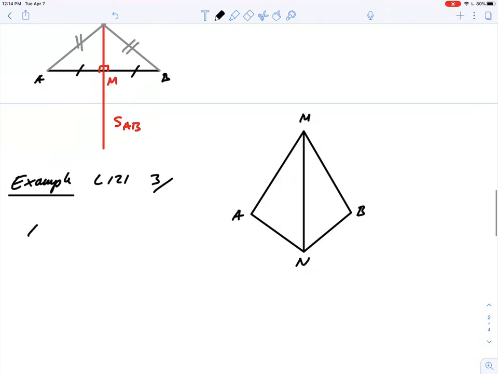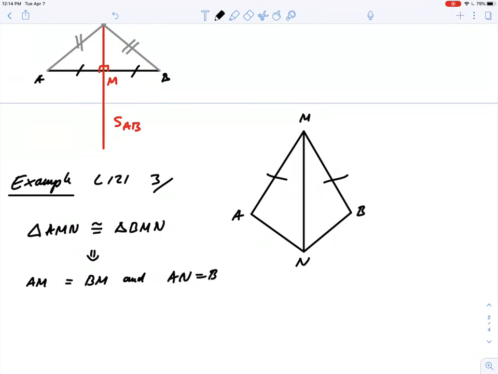Okay, so the triangle AMN is congruent to the triangle BMN. So this guarantees what? Well, it guarantees the sides match up. So AM is equal to BM. So that's equal to that. And AN is equal to BN. So that is equal to that.